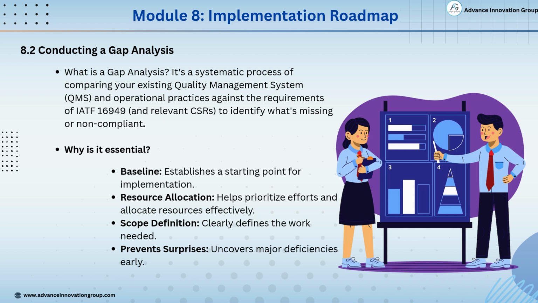Now, why is it essential? Baseline. It gives us a starting point. Without knowing where we currently stand, we can't plan improvements effectively. Resource allocation. It helps prioritize where effort, budget, and time should be focused. This way, we use our resources wisely.